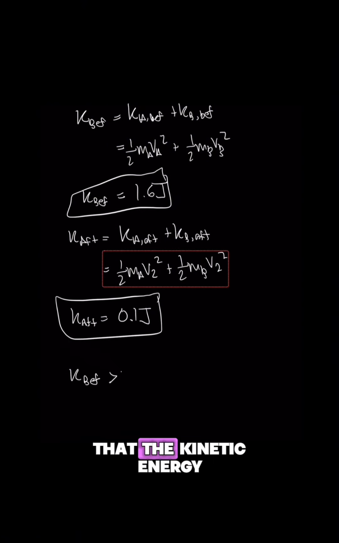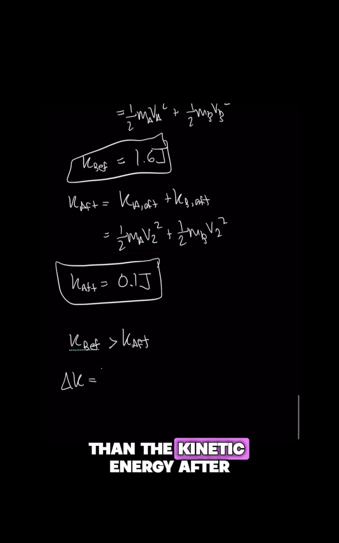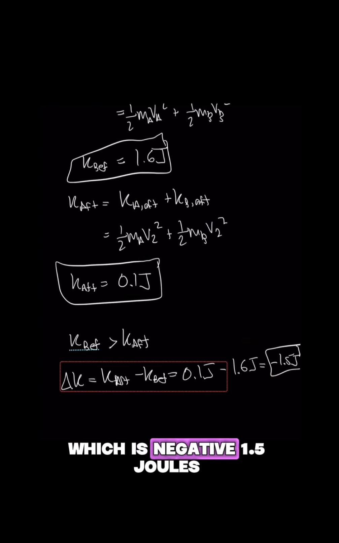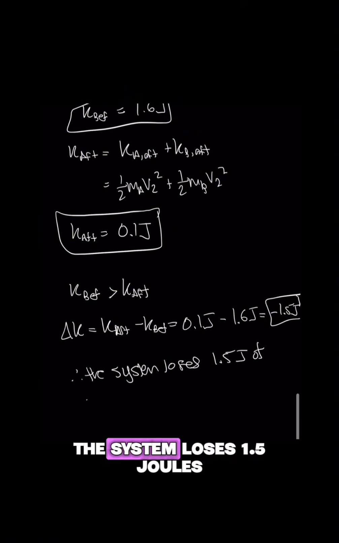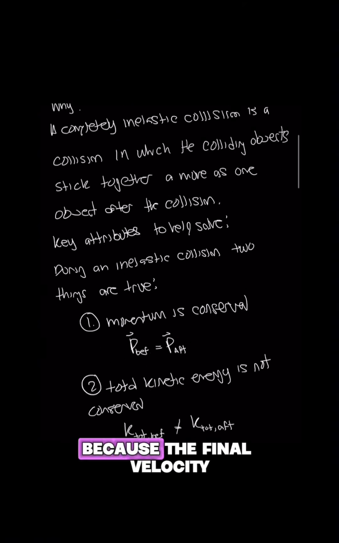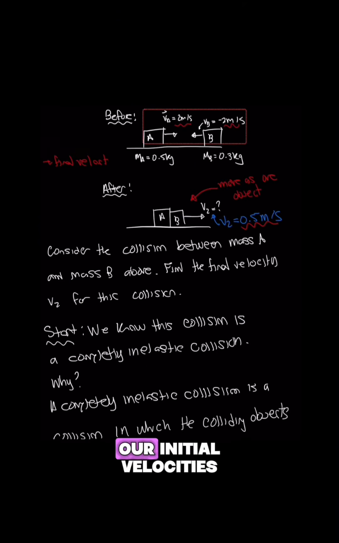So we can see that the kinetic energy before is greater than the kinetic energy after. And this can be seen by calculating the change in kinetic energy, which is negative 1.5 joules. And this means that the system loses 1.5 joules of kinetic energy from the collision. And this makes sense because the final velocity is much smaller than our initial velocities.